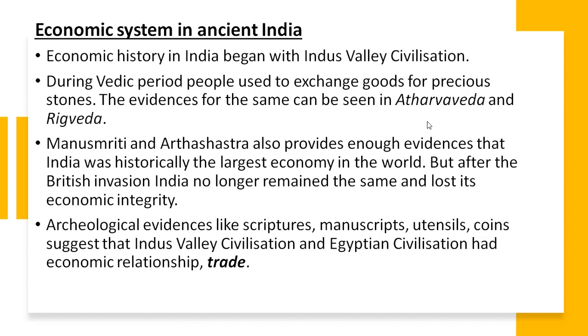Even in archaeological findings, we can see the scriptures, manuscripts, utensils, even the coins. They suggest that the Indus Valley civilization and the Egyptian civilization were in a good economic relationship, or trade. By trade, we mean buying and selling of commodities. From this slide or this argument, we can see that the Indus Valley civilization as well as the Egyptian civilization were both interrelated with each other. So we can see that in ancient times international trade was already prevailing.